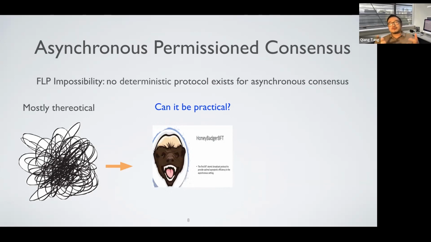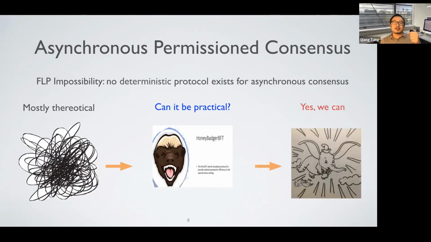One of the most visible results is probably Honey Badger BFT. They optimized a classical protocol due to Ben-Or et al. and provided an implementation showing promising performance. By the way, Honey Badger is also a result that comes from my academic family, but we give a more affirmative answer to this question. Yes, we can, in this sequence of Dumbo protocols.